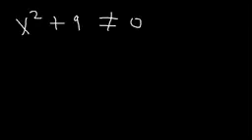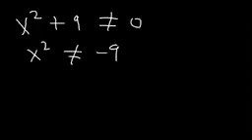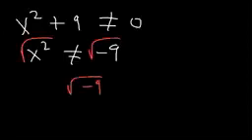By the way, the factor x squared plus 9 can never be 0. If you subtract both sides by 9, you'll see that x squared is negative 9, which can't be. If you plug in 3, 3 squared is positive 9. If you plug in negative 3, negative 3 times negative 3 is positive 9. So you can't take the square root of a negative number. The square root of negative 9 is not a real solution.